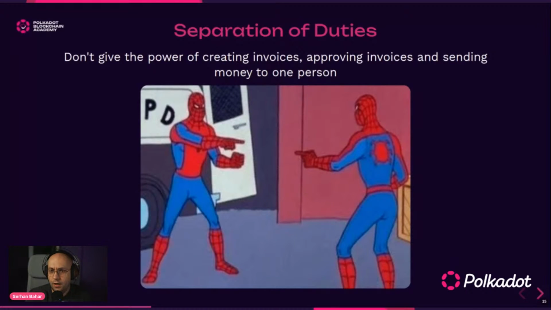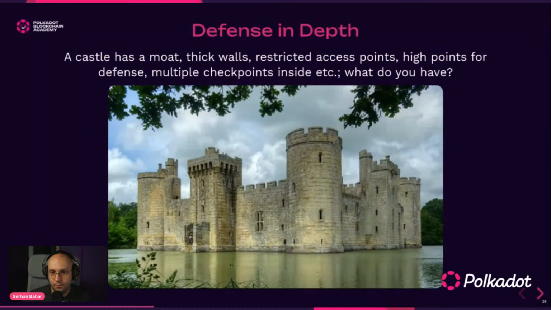Another one is separation of duties. We just need to understand: don't give the power of creating an invoice, approving the invoice, and sending money to one person. In this case, they can create invoices, approve invoices, and send the money. That means there will be an issue impacting the CIA triad. So we just need to separate the important duties between the parties, between the stakeholders.